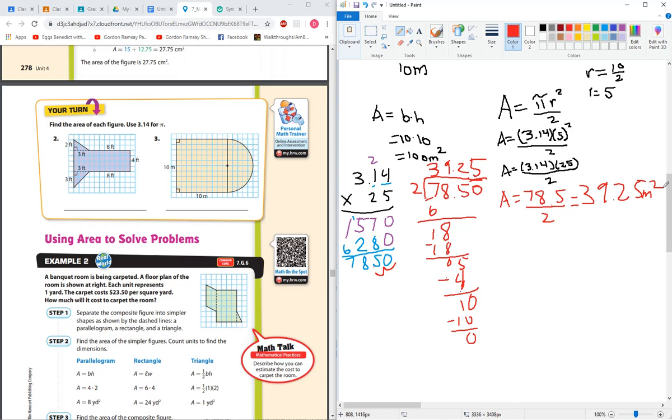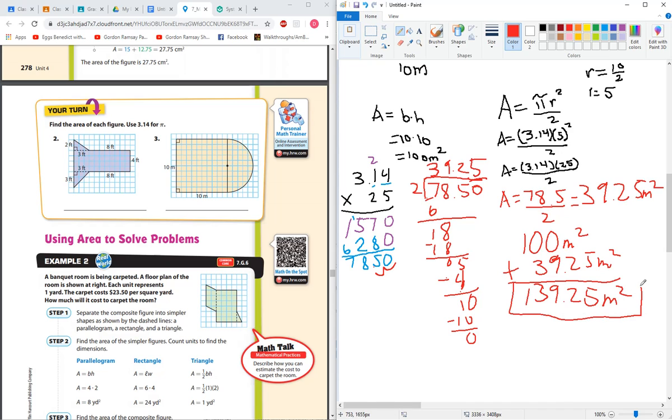Yeah? And now I just add them together. So I have my square part and my circle part. So all I do is I take my 100 meters squared plus my 39.25 meters squared, and I end up with 139.25 meters squared. And I'm done.